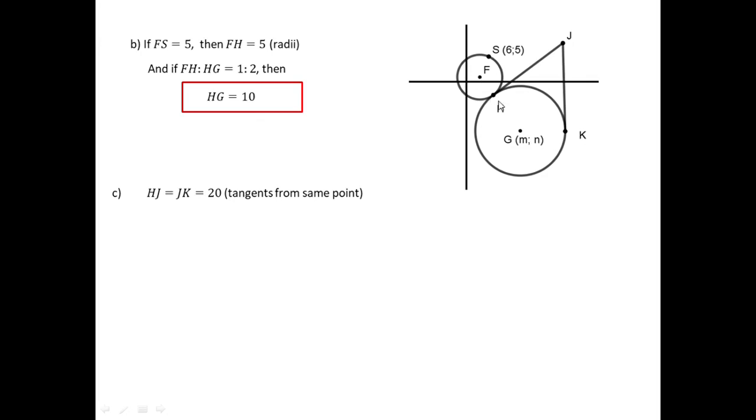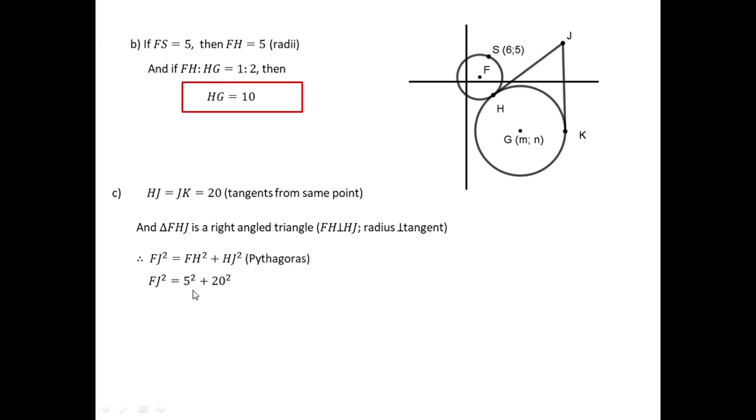Now you will remember that a tangent and a radius, JH is a tangent, FH is a radius, are perpendicular to each other. So that means that FHJ, that triangle there, is a right angle triangle, so we can use Pythagoras to work out the length of FJ. There we go.